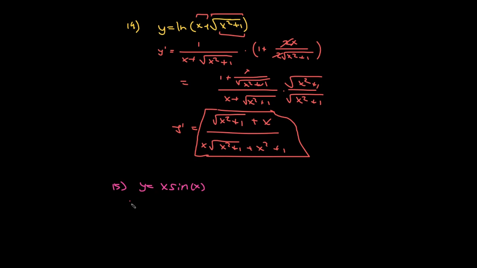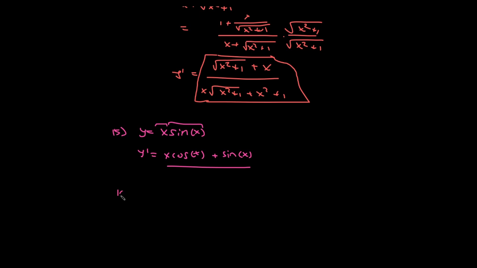Sine of x. Okay, we can just use the product rule. Relatively straightforward. The first one, we'll keep the same, times the derivative of the second one, sine of x, that just becomes cosine of x. And then I have to add the derivative of this times the original of that. Derivative of x is just 1. And the original of sine of x is just sine of x. So this becomes our final answer. Alright, that's a little bit easier.